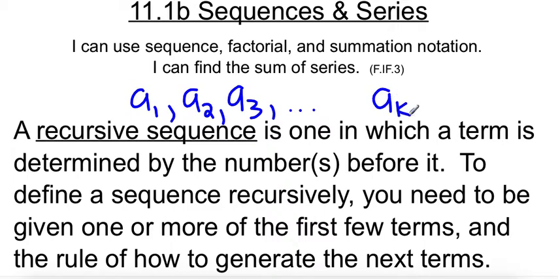And then somewhere in this sequence, you have AK. That's the kth term. The term that comes after this is AK plus 1. The term that comes before this is AK minus 1. The term before that would be AK minus 2, and the term after AK plus 1 would be AK plus 2. So if you were talking about some random term within the sequence, a sub k, the term after it is AK plus 1, the one before it is AK minus 1. So we'll refer back to that.